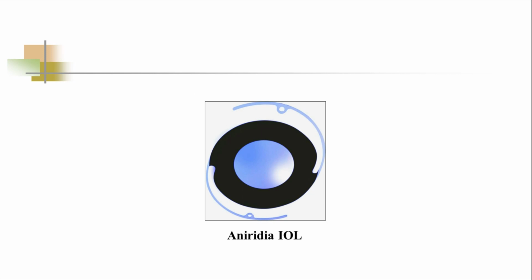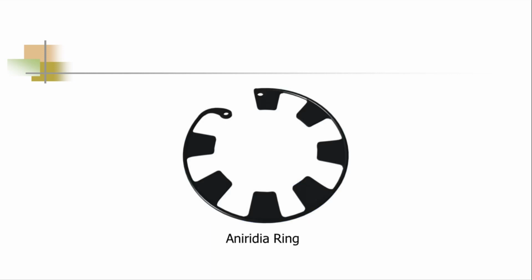An Iridia IOL is an aid for patients with damaged or no iris. It can be manufactured to the patient's specifications. This type of an Iridia ring is a useful tool to correct pupillary defects due to damaged or torn iris. This too can be manufactured to patients' requirements.